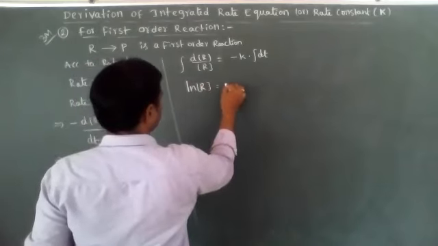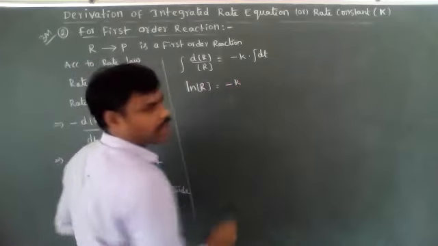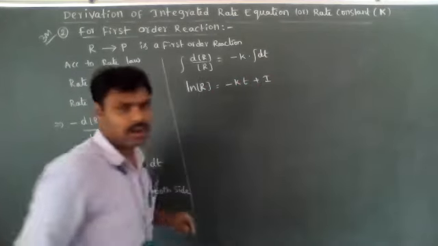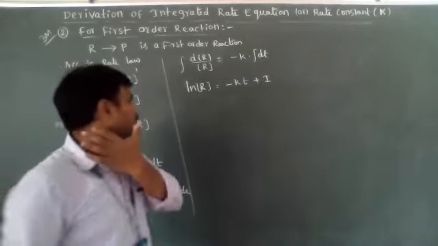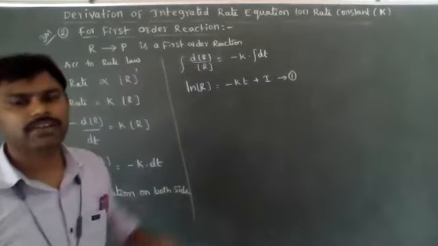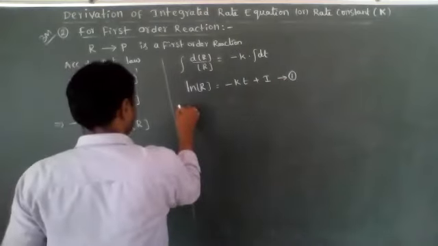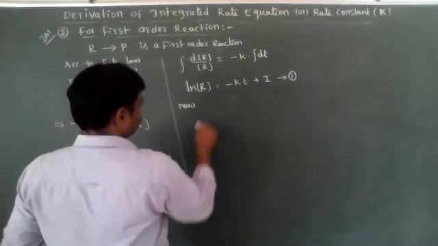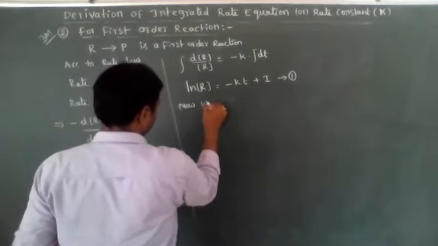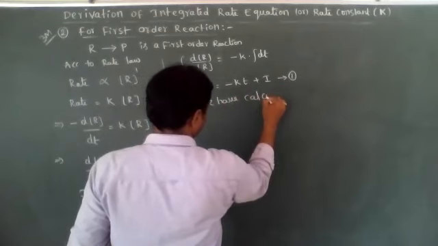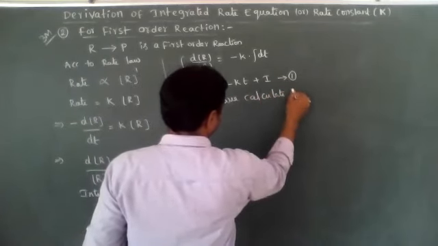Ln R equals minus K, integral 1 dt is nothing but t plus I, where I is called the integration constant. This is equation 1, dear students. In this equation 1, we need to calculate the I value.